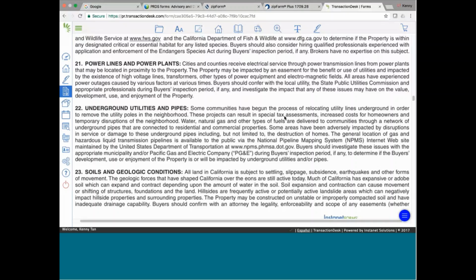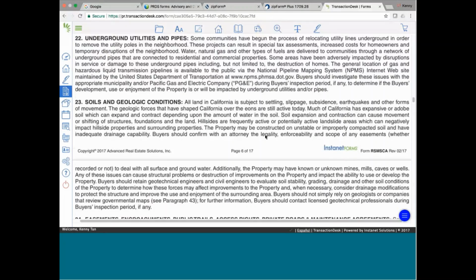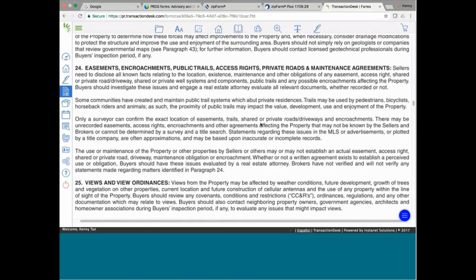Just another advisory thing. Usually it doesn't happen, so we don't worry about it. Soils and geologic conditions. This is nothing new. You know, what can you tell the buyer? Not much, other than the fact that houses are built on soils, right? And underneath the house, usually it's made up of either rocks or soils, and these materials could actually cause the building to settle. Okay, so just another advisory. Easements, encroachment, public trails, access rights, private rights, and maintenance agreement. Another education thing. Okay.